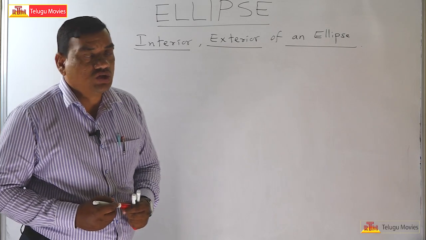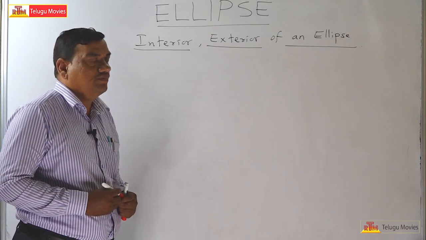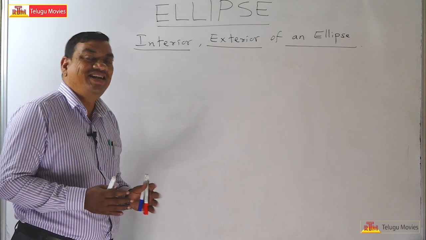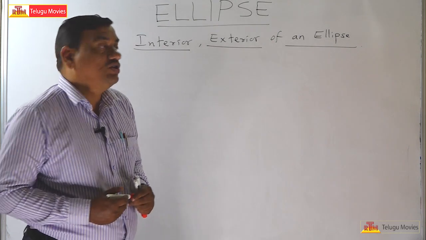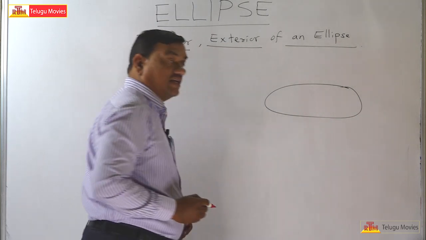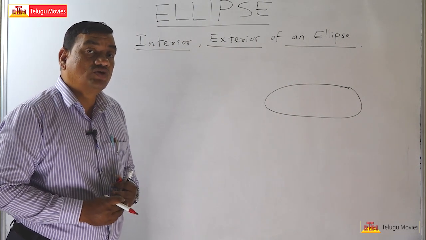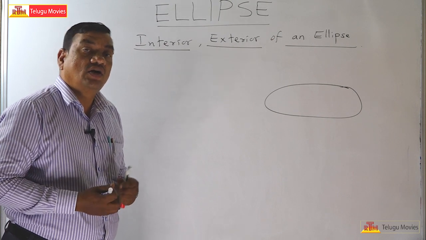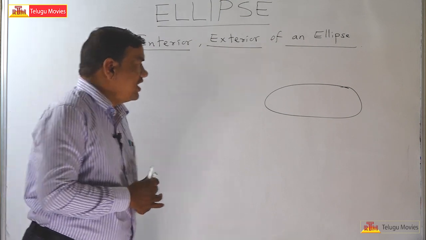Welcome back to this concept, the interior and exterior of an ellipse. The interior and exterior of an ellipse can be easily defined because an ellipse is a closed figure. Just like a circle, an ellipse is also a simple closed figure. Therefore, we can easily define what is interior and what is exterior. Even a small child can define it.